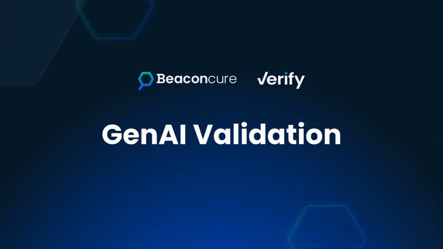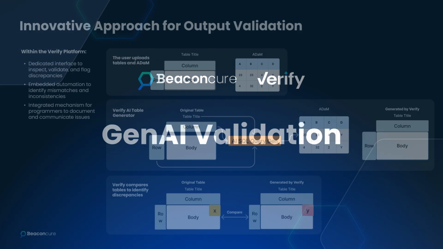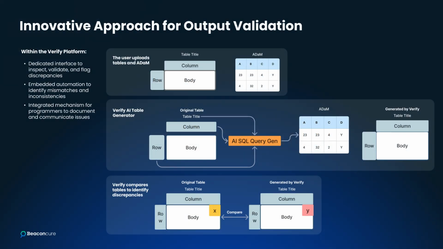GenAI validation. This video presents an innovative approach to automatically generated tables. In essence, the approach relies on an ADAM dataset and a table created by a production programmer. Metadata is extracted from a table's title, footnote, column heading, and row heading. By using this metadata, it generates completely independent SQL code that calculates the values required to produce the final table.